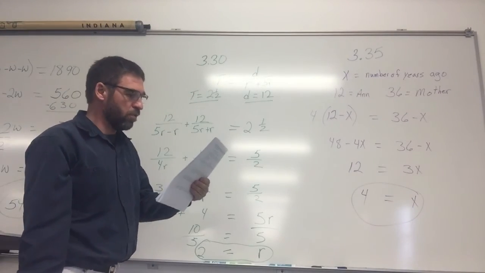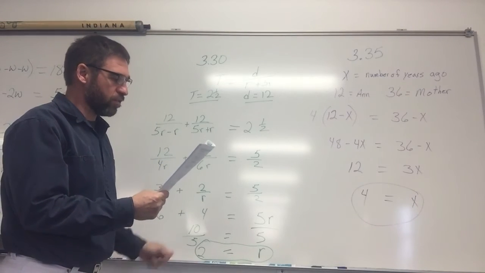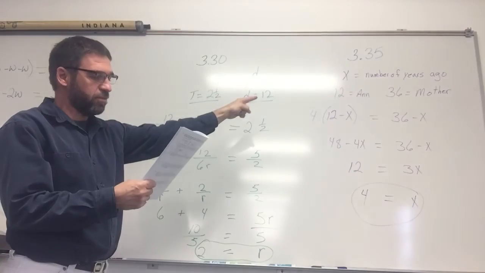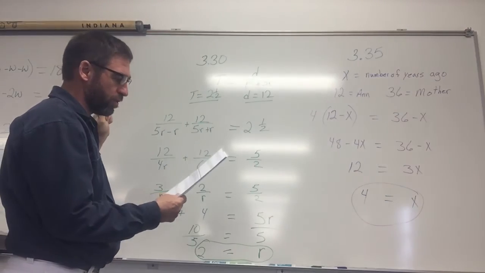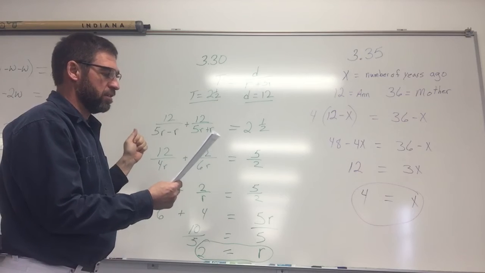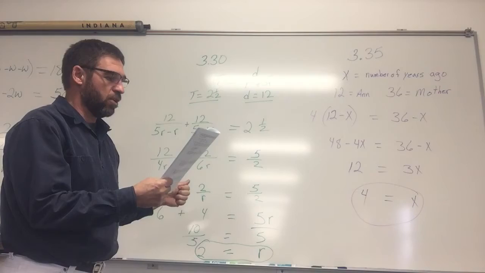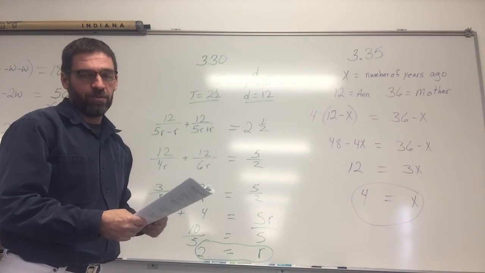The excursion boat on the river takes 2.5 hours to make the trip to a point 12 miles upstream and to return. If the rate at which the boat travels in still water is 5 times the rate of the river current, what is the rate of the current?